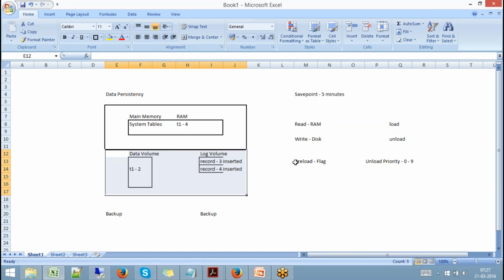At that time, the entire table is loaded. He's saying it's not about doing a fetch. Suppose my table is flagged as preload, then the entire table is loaded into main memory. It is by default full load.